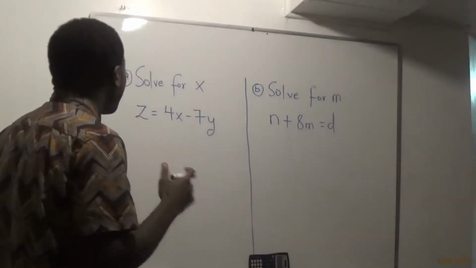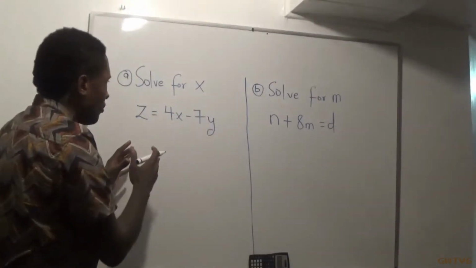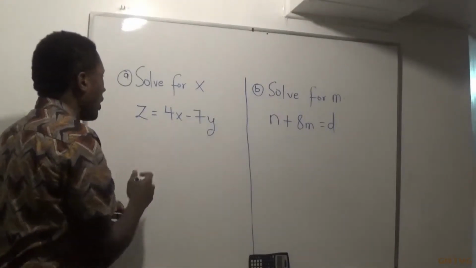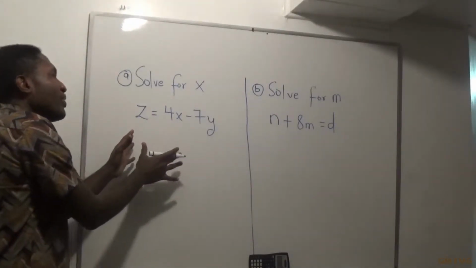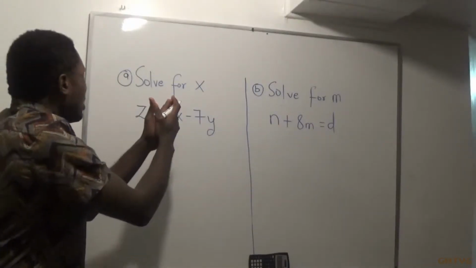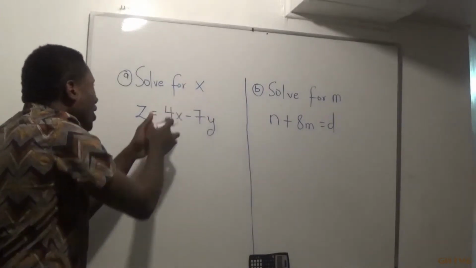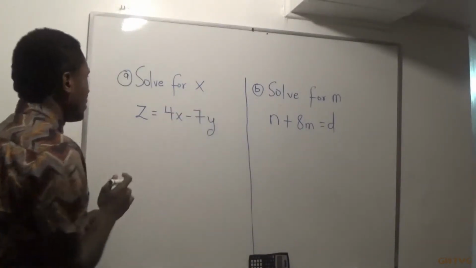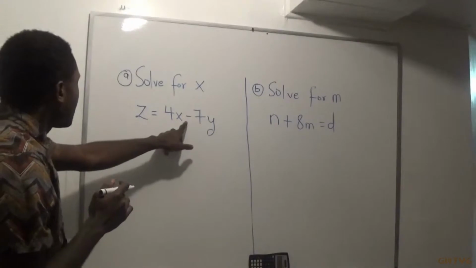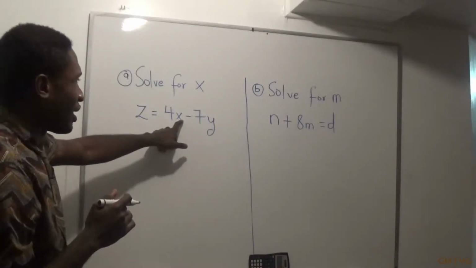Alright, so I'm being asked to solve for x right here. But I see a lot of variables. I see a z, I see a y. But I know that I shouldn't really worry about the other variables. I should just find that variable that I'm solving for. So where is the variable x in this equation? Well, this is the variable x right here. So that is what I should be looking at right now.